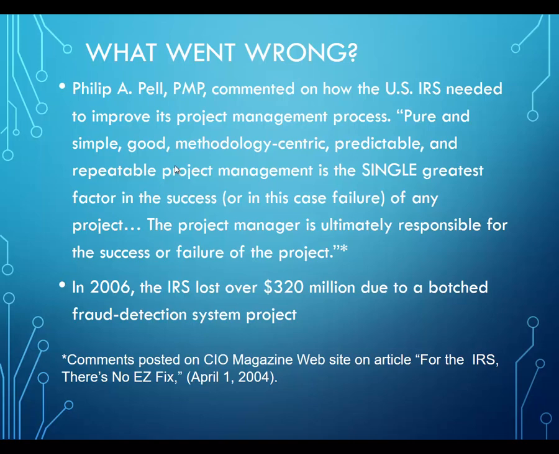In 2006, the IRS lost over $320 million due to the failed fraud detection system project. So this is an example that shows how project management is very important. A company called Computer Science Corp was supposed to deliver the electronic fraud detection system in January of 2005. However, in October of 2004, the IRS expressed concern that the $21 million system would not be ready on time and decided to use the existing system for the 2005 filing season.